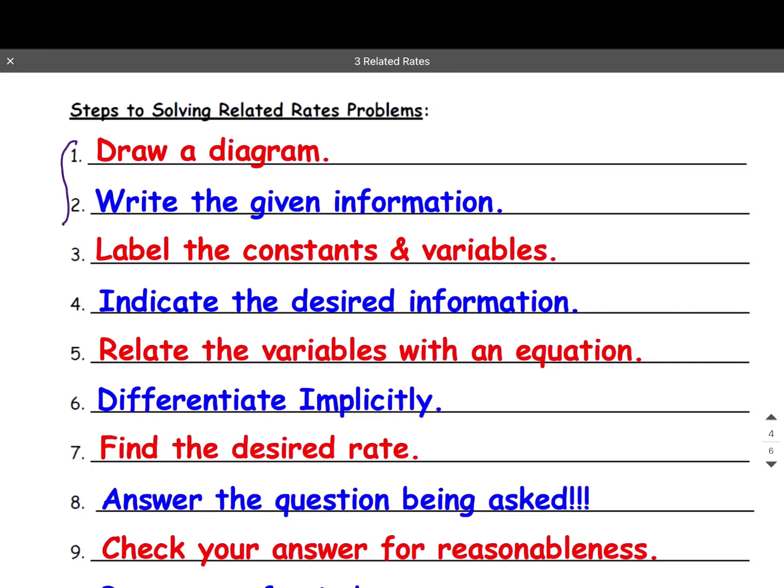Now, I'll be honest, all 4 of these can be done in different orders. The order may vary. The reason is I do those 4 steps as I read the problem.